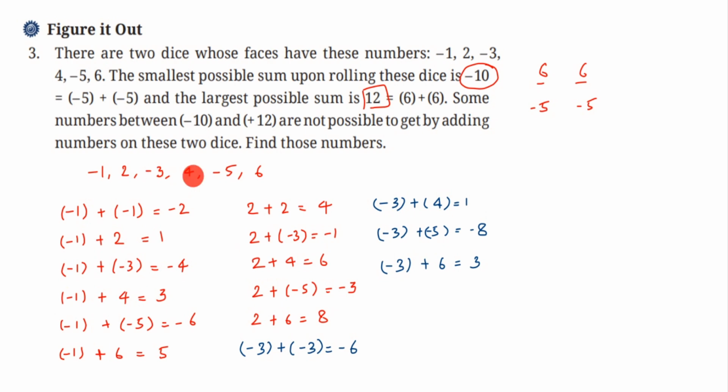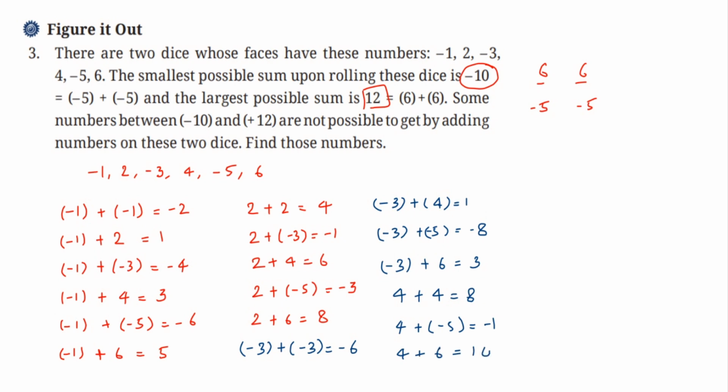-3 and 4 we have written here. So these combinations are already done. We don't have to write it down. We'll start with 4 and 4. So 4 plus 4 is 8. Then we have 4 plus -5, which is -1. Then we have 4 plus 6, which is equal to 10.